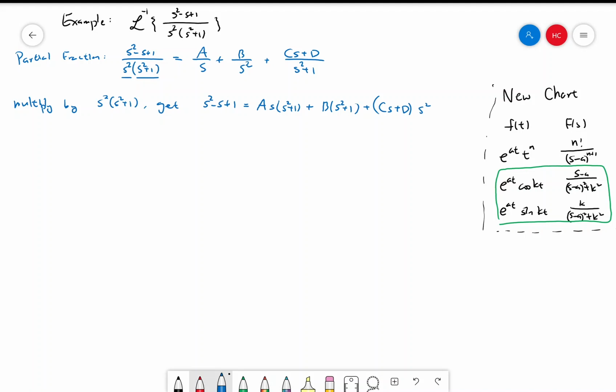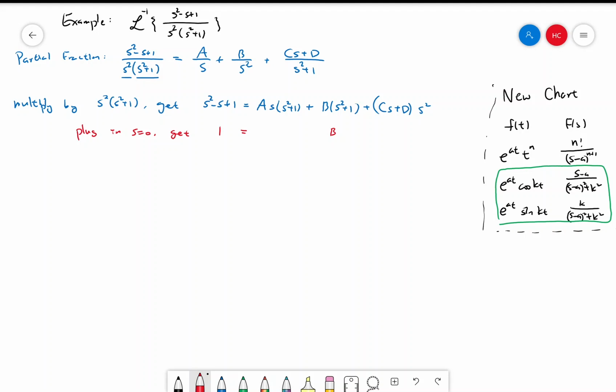And same thing, we're plugging in roots. One of the roots is 0. So first we plug in s equal to 0. Then we get 1 equals b. Everything else went away, which is nice.